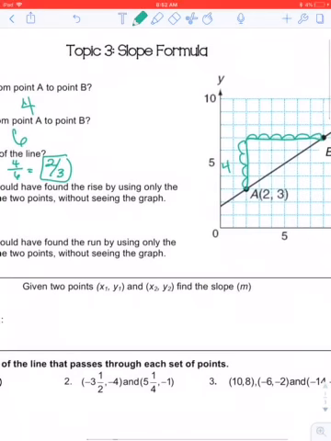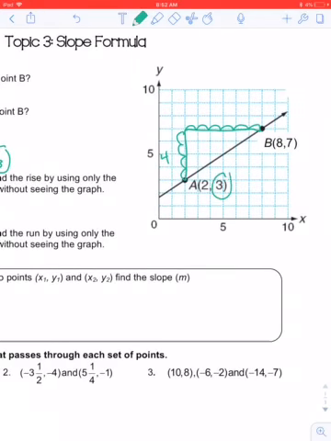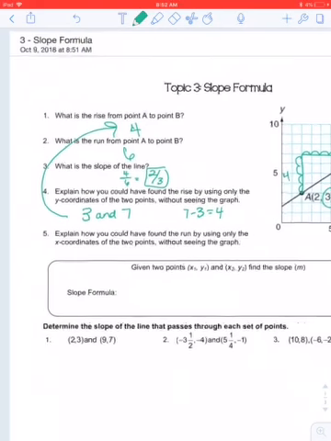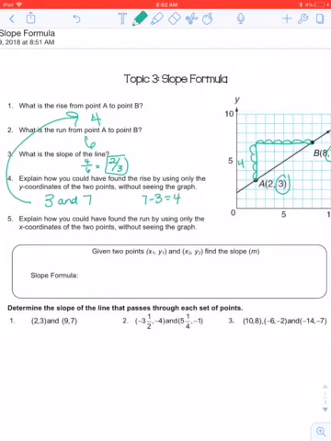So if I look at my points over here, the y coordinates are the 3 and the 7, right? 3 and 7. And I know that my rise was 4. Well, how can I use 3 and 7 to get a rise of 4? I subtract, right? 7 minus 3 is 4. Question 5, same thing. Explain how you could have found the run by using only the x coordinates. Well, my x coordinates are 8 and 2. So again, 8 minus 2 would give me that 6.